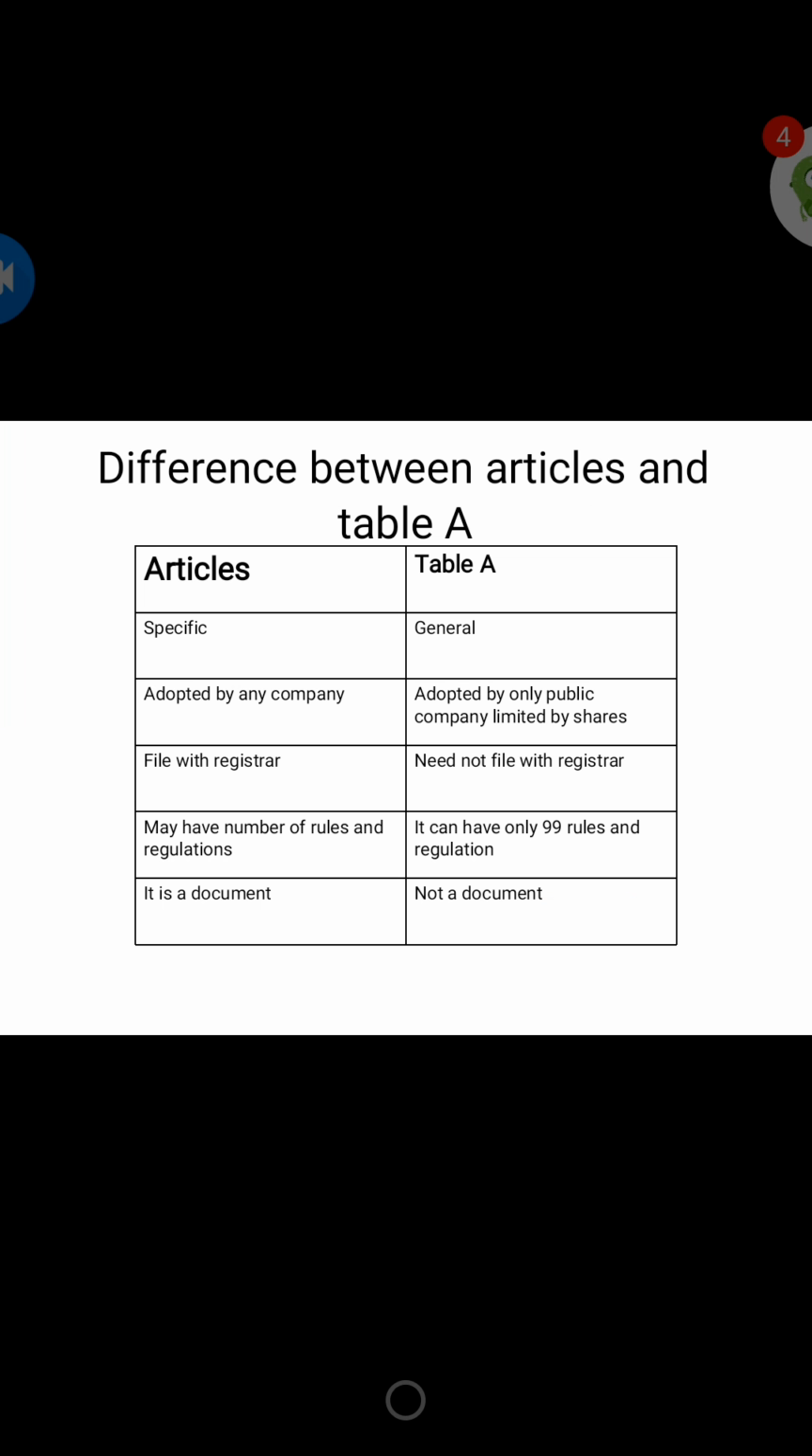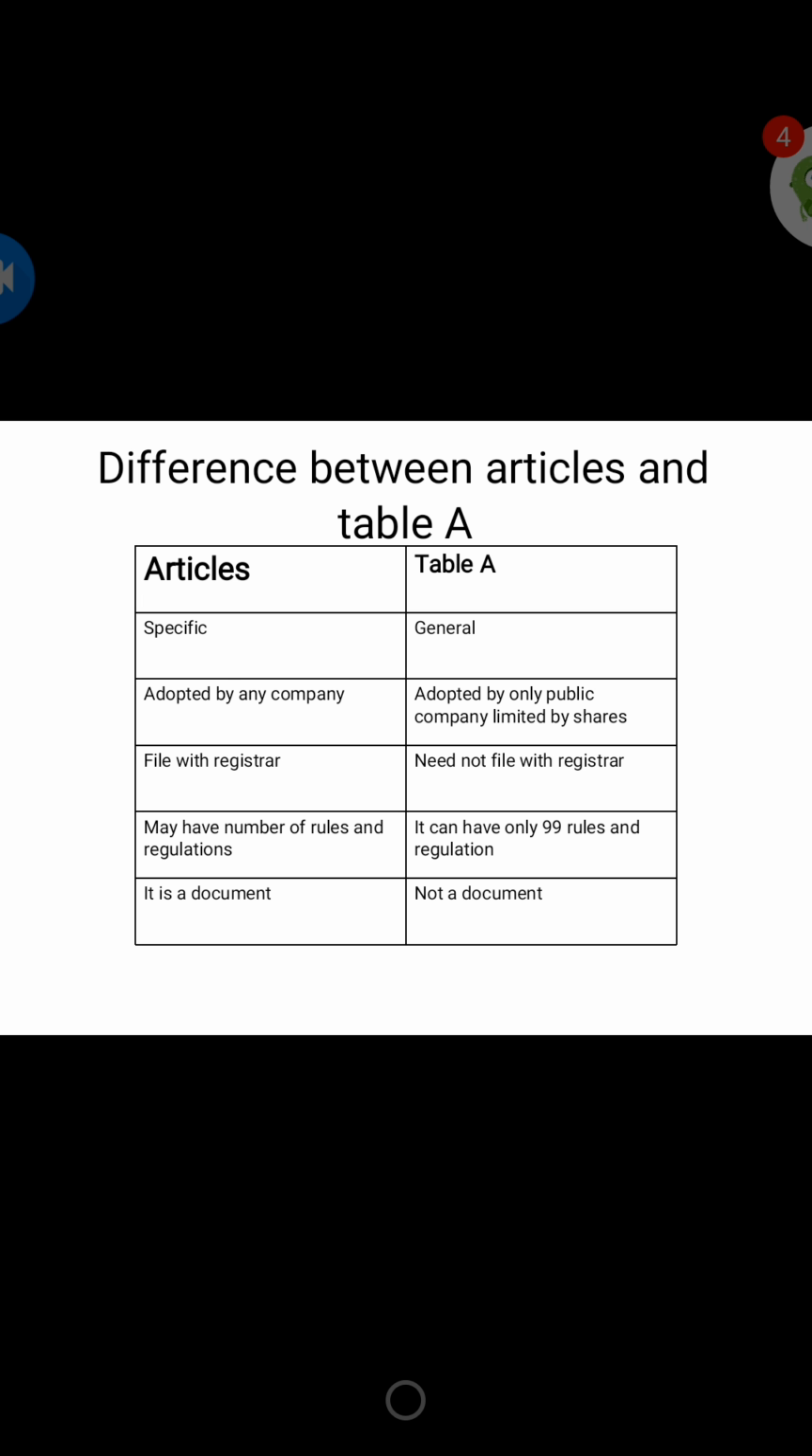So here, the provisions in the articles are specific. Provisions in Table A are general. It is specific because the company has a right to prepare its own articles, but Table A is general because it is given at the end of the Companies Act. It is a model set of 99 rules and regulations, and that is Table A. So the provisions in the articles are specific, and the provisions in Table A are general.